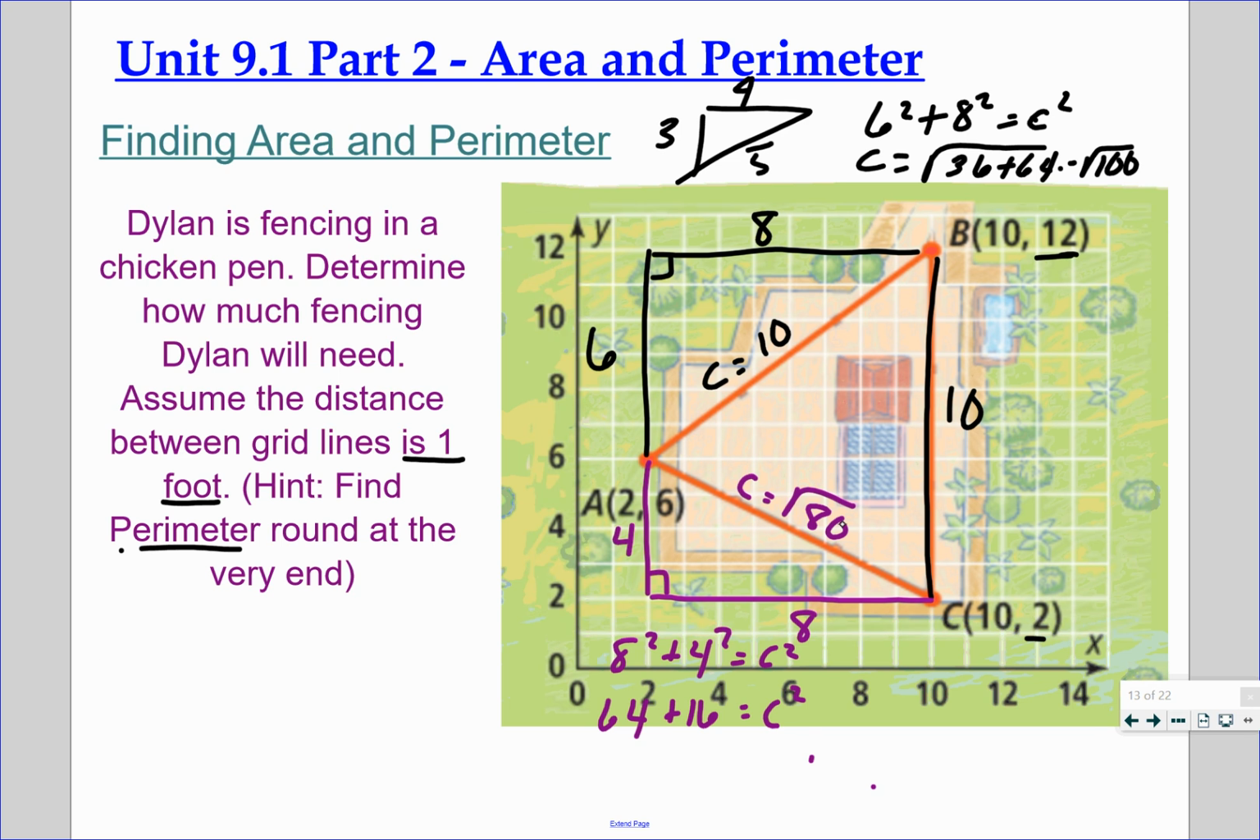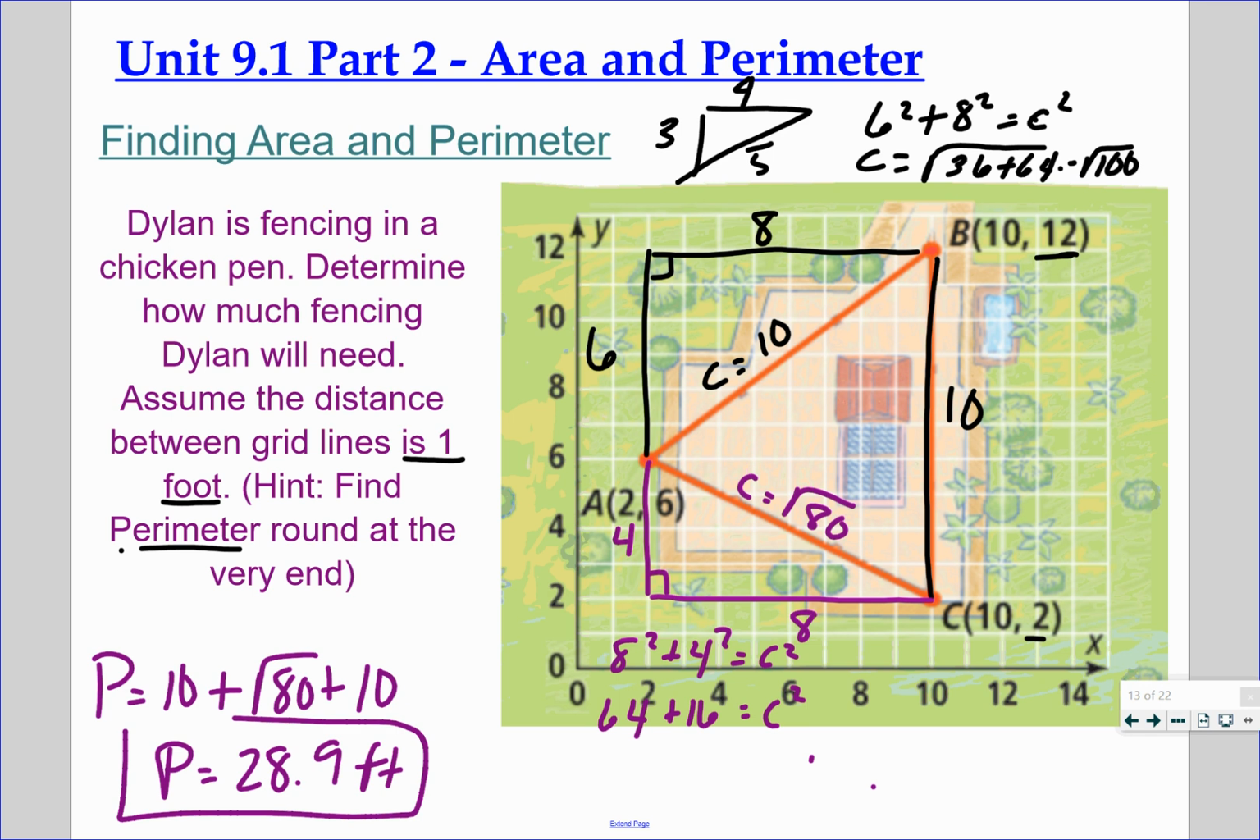So for our perimeter, or the amount of fencing that we need, we're going to add up our 10 plus the square root of 80 plus our other 10. So if you put that in your calculator, you're going to get 20 plus whatever the square root of 80 is. And if you put that in, you get about 28.9 feet of fencing. Make sure you have that there. So we're just using Pythagorean theorem, and we're figuring out the length of sides of our figures, adding them up and rounding at the very end of our problem.